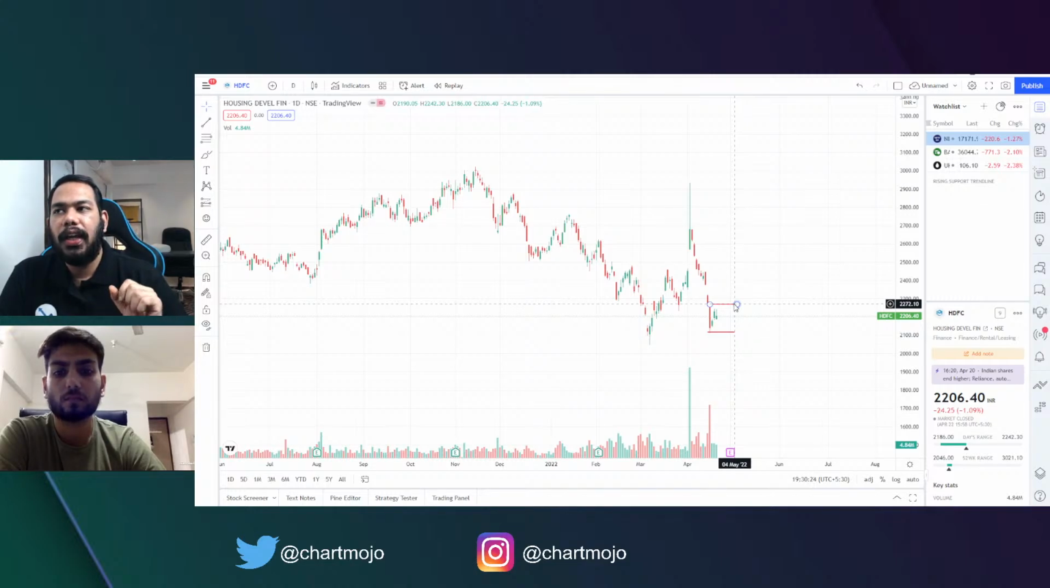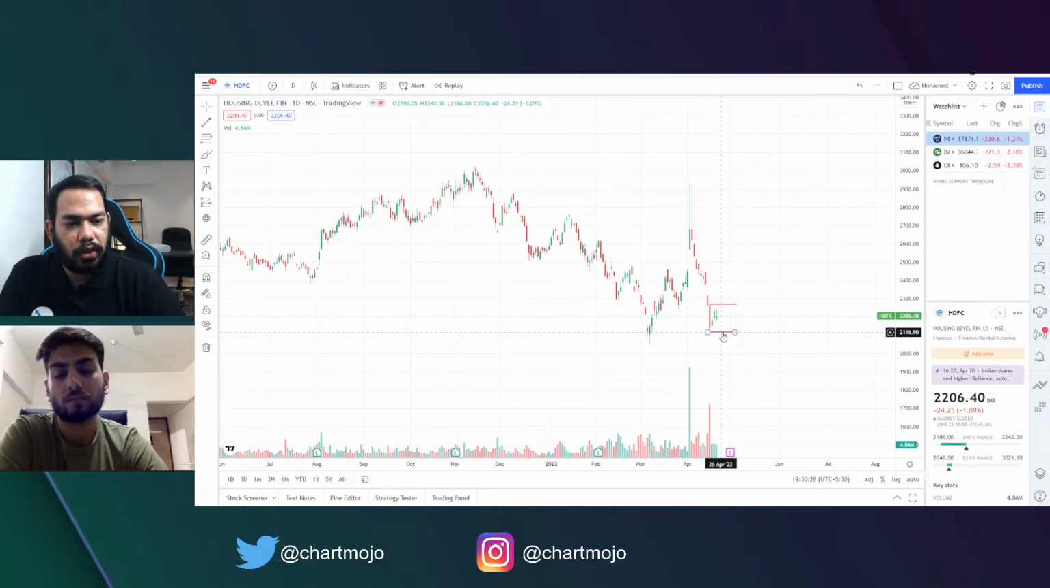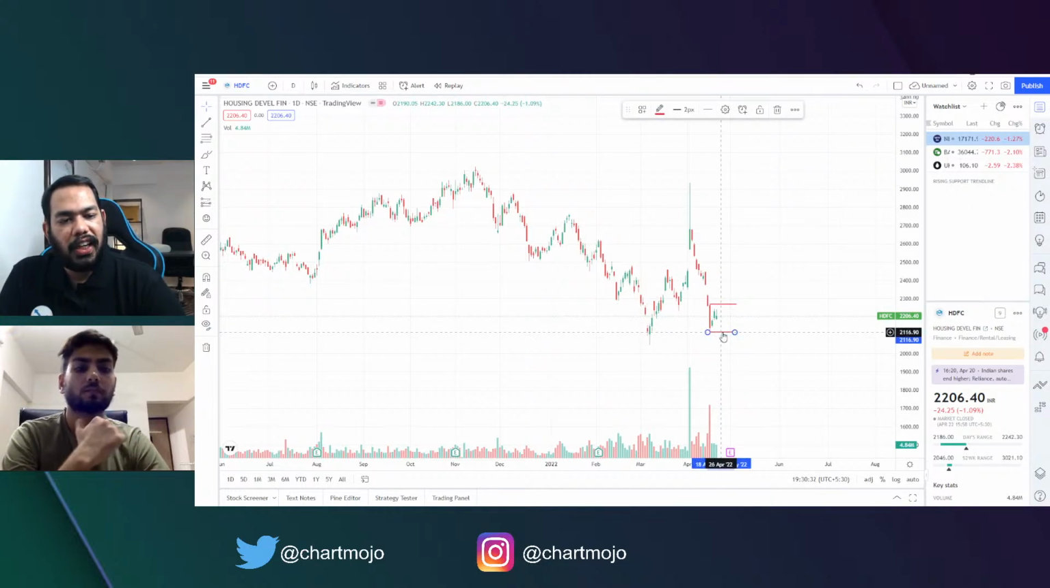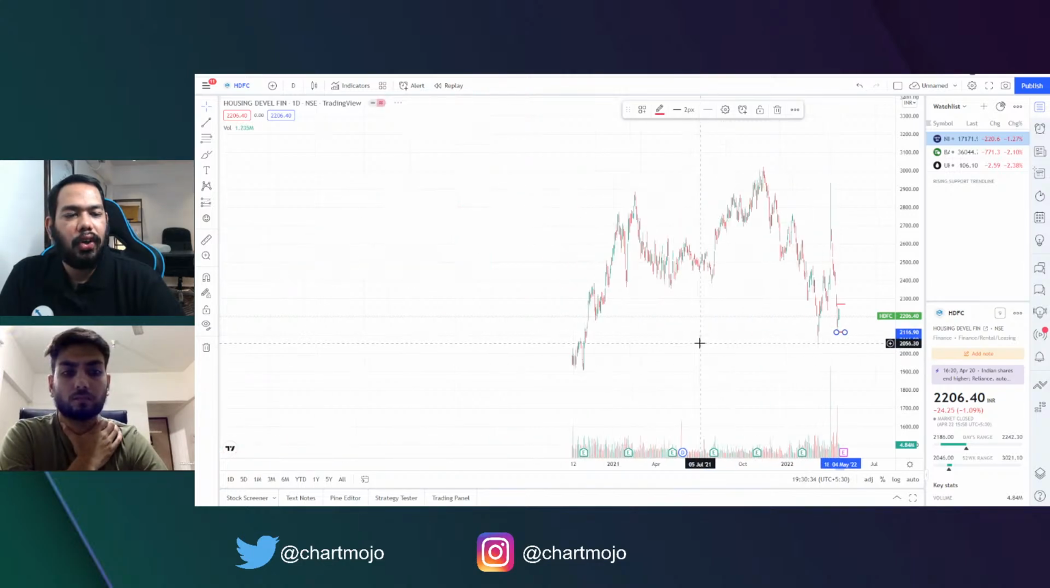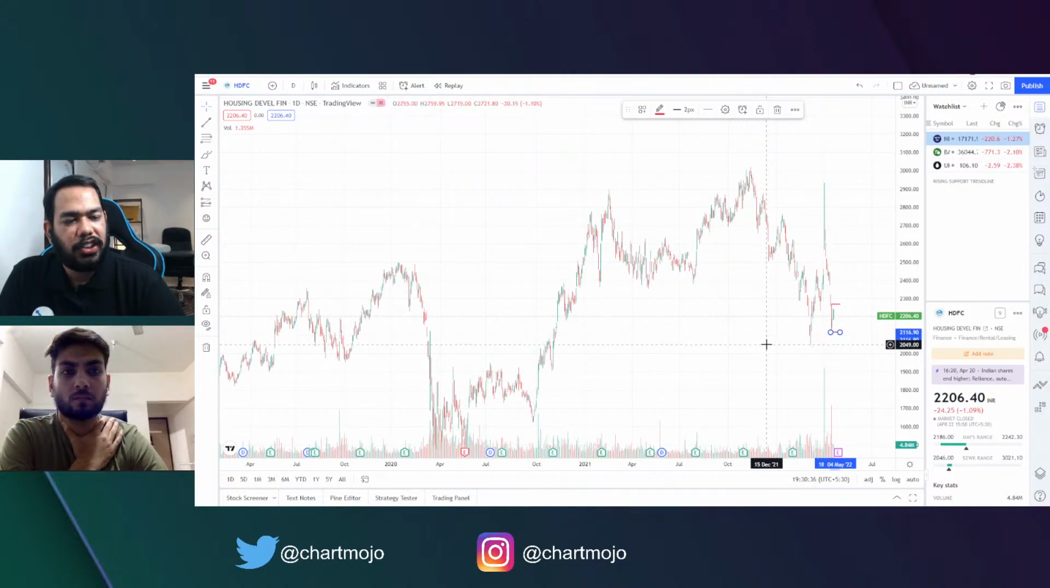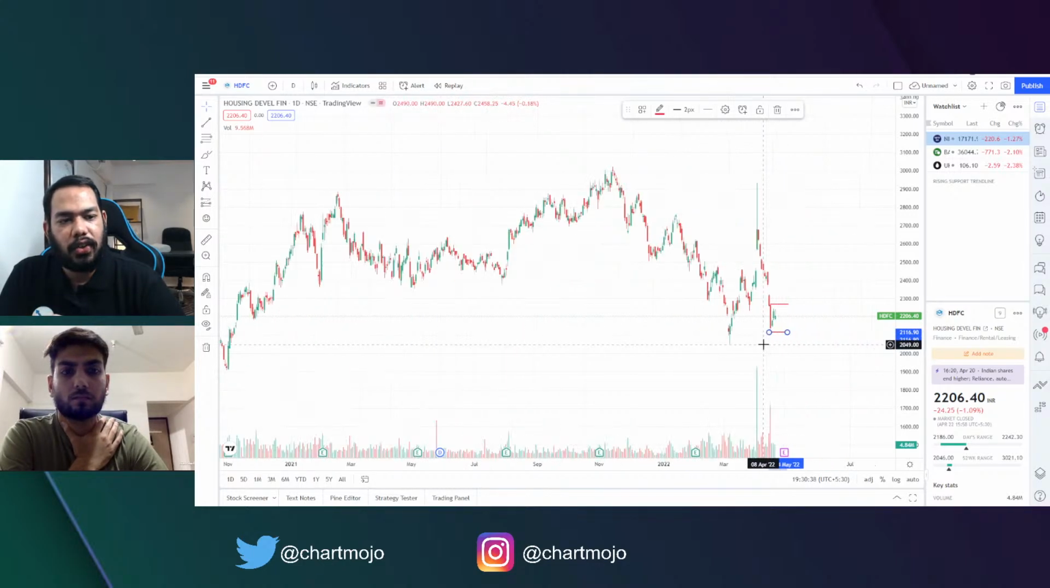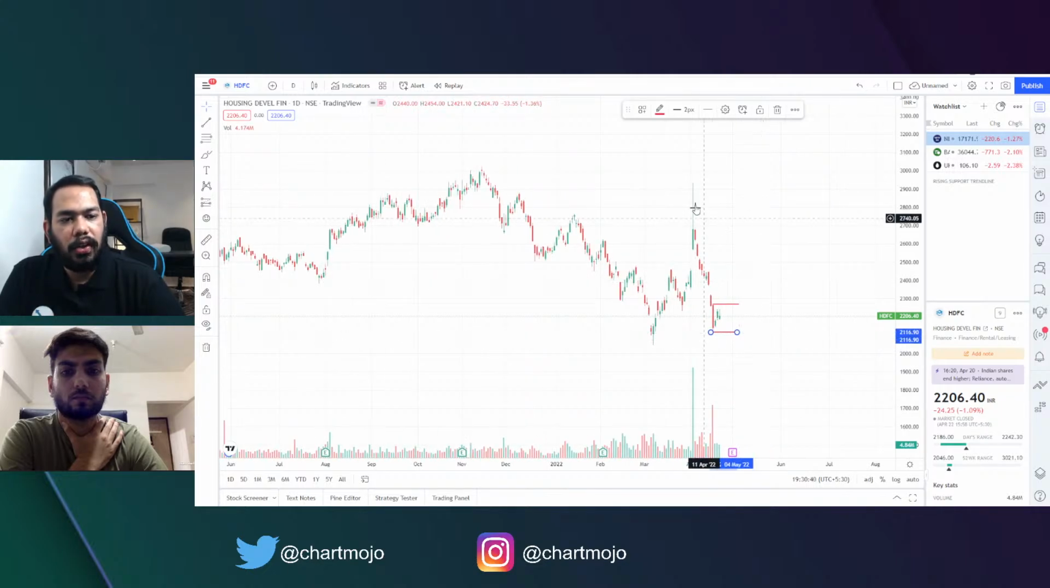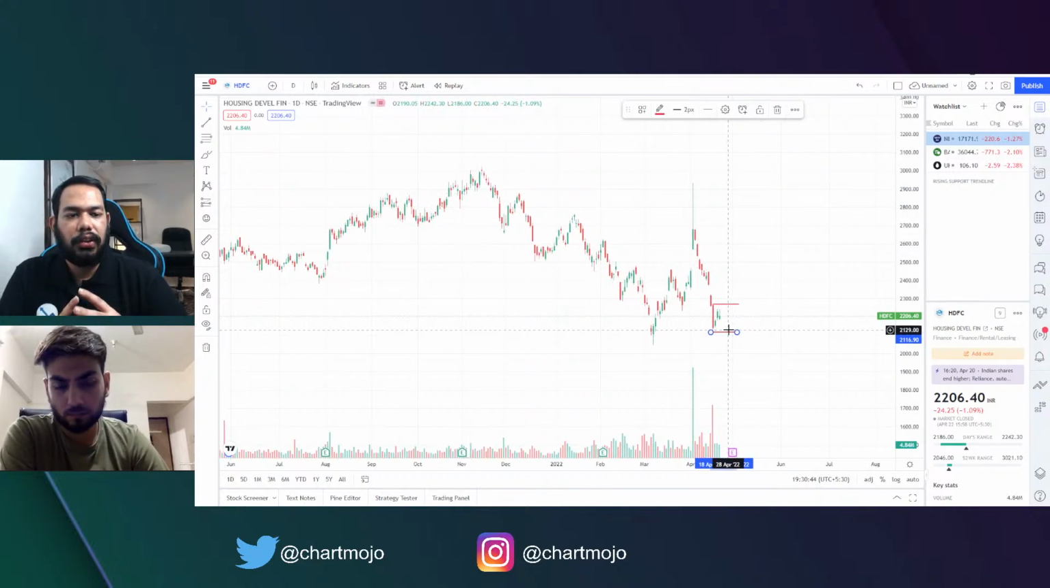Okay, one more thing. If someone is holding this counter, then your SL will be this candle low, which I have marked here. Definitely this stock will wait around this level, which was just low, 250. But I think it's a very sharp fall. If this level is taken out for the trading purpose, this candle will decide high and low.